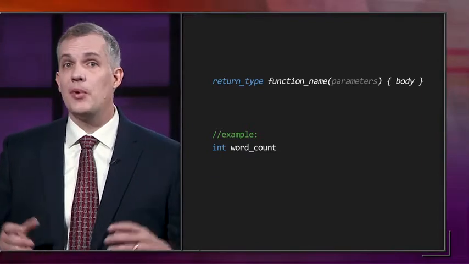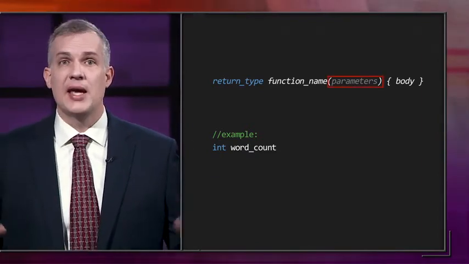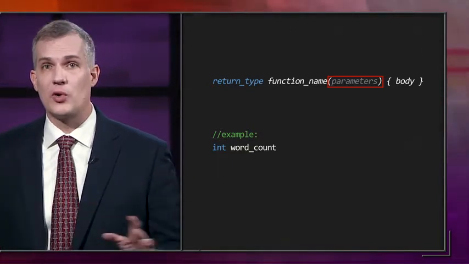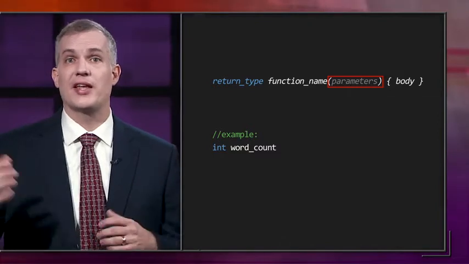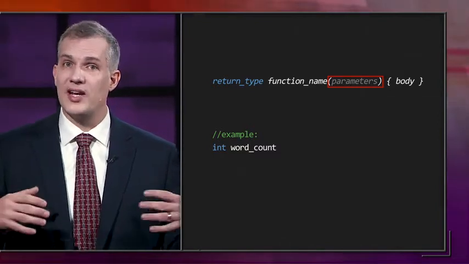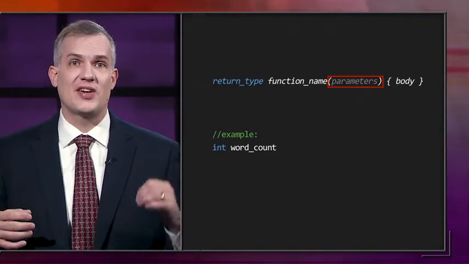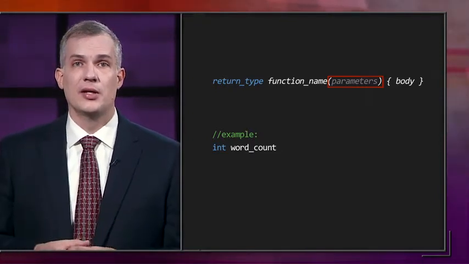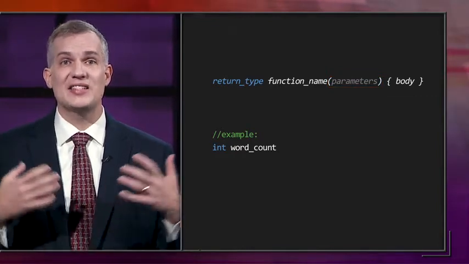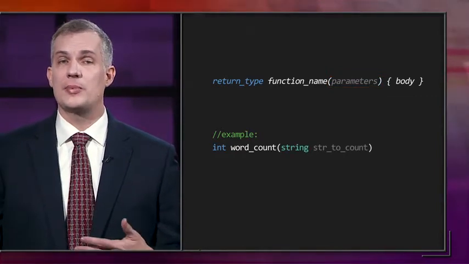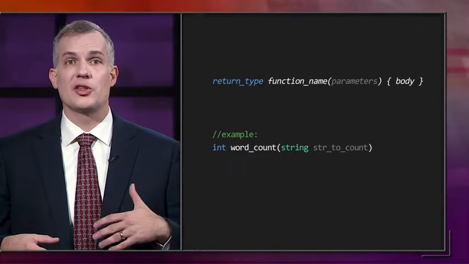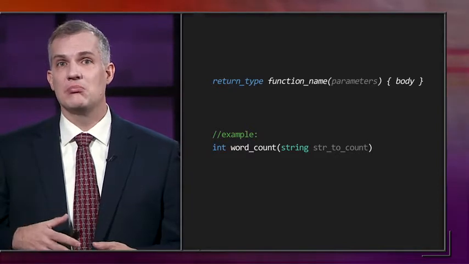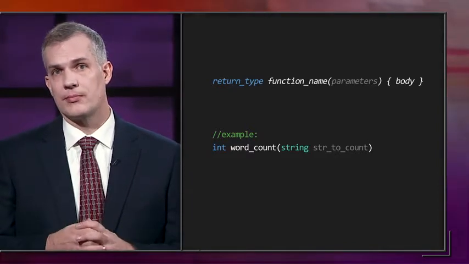After the function name, there will be a pair of parentheses, and inside the parentheses will be the parameters. We'll have a lot more to say about parameters, both in this lecture and the next. But for now, the way to think of a parameter is that you need to specify the type of the parameter being passed in and give it a name. So, in our example, we're passing in a string, and we're going to be counting the words in that string. So the parameter is of type string, and it has the name str2count.